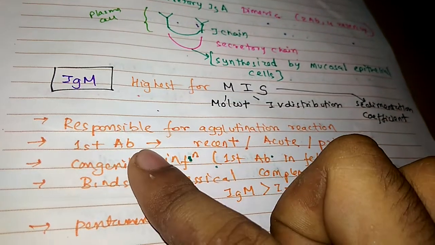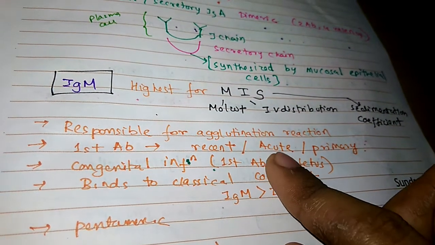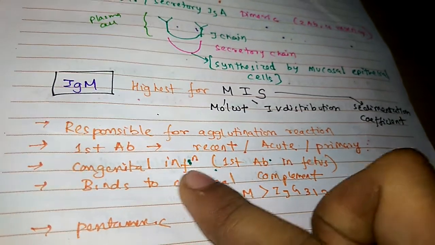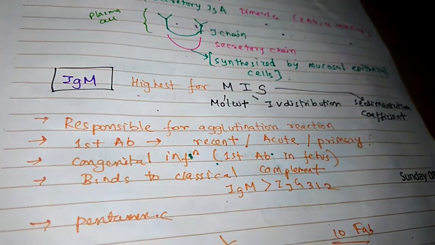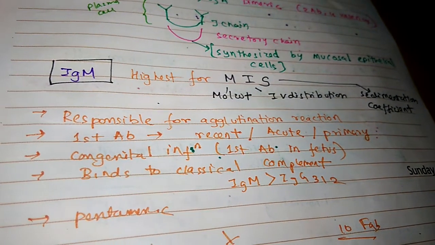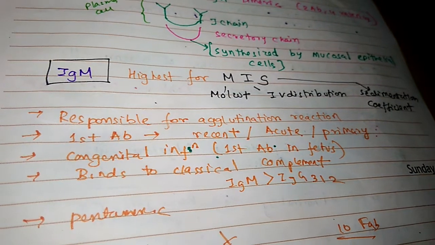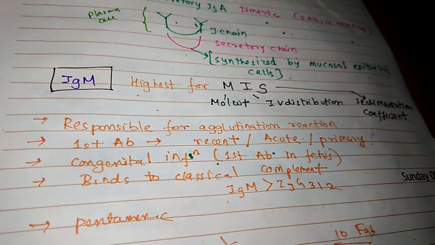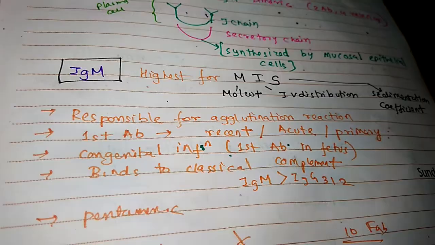And of course, this is the first antibody in acute and congenital infection. It is the first antibody in the infant, causing congenital infection, and it is pentameric. The first antibody in the infant is IgM.